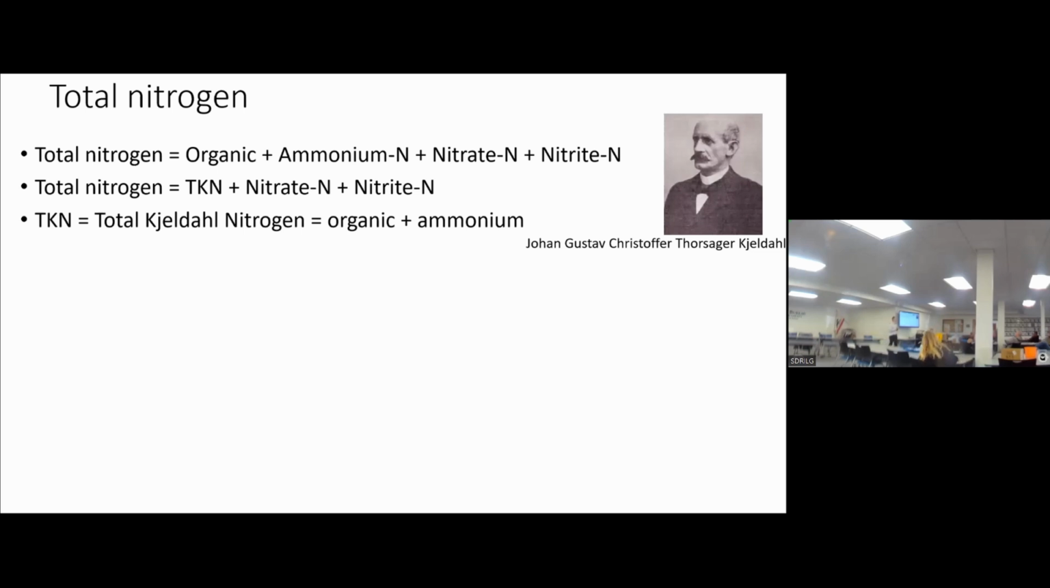Now I want to talk about total nitrogen, and I promise we're towards the end. Total nitrogen means the organic stuff, all those proteins and humus, the proteins and the amino acids and the urea, plus ammonium, plus nitrate, plus nitrites, and this is what we call the mineral part. The organic part plus the mineral part is everything. It's the total nitrogen. Notice that here I say nitrate N, right?